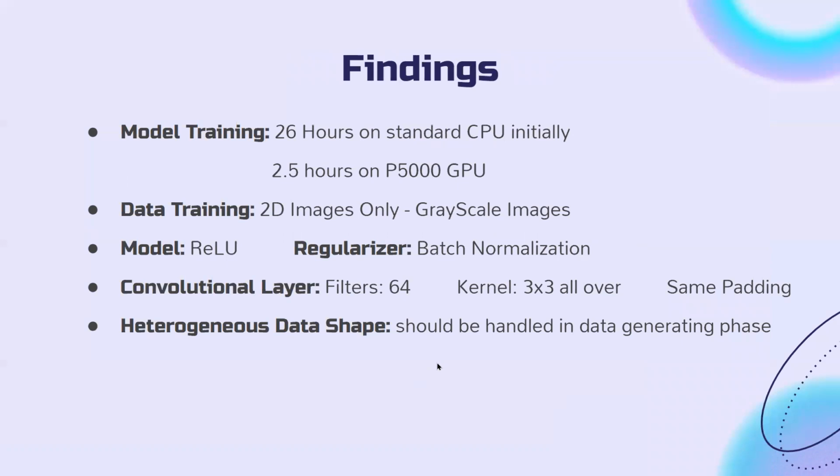Okay, so our findings consisted of, firstly, we had to use a GPU for the images because they took around 26 hours on a standard CPU. When it was run on the P5000 GPU, it took around 2.5 hours. The data for training was only, as mentioned before, 2D grayscale images. The activation was ReLU, and the regularizer was batch normalization. The convolution layer had 64 filters, all 3x3, and used same padding. The data shape was heterogeneous, and it should be handled in the data generation phase, which is in a separate file.